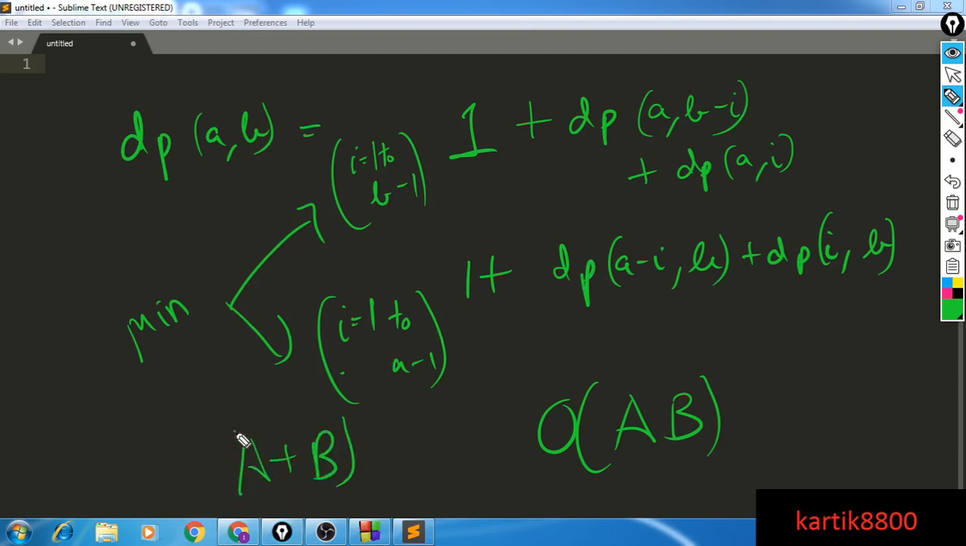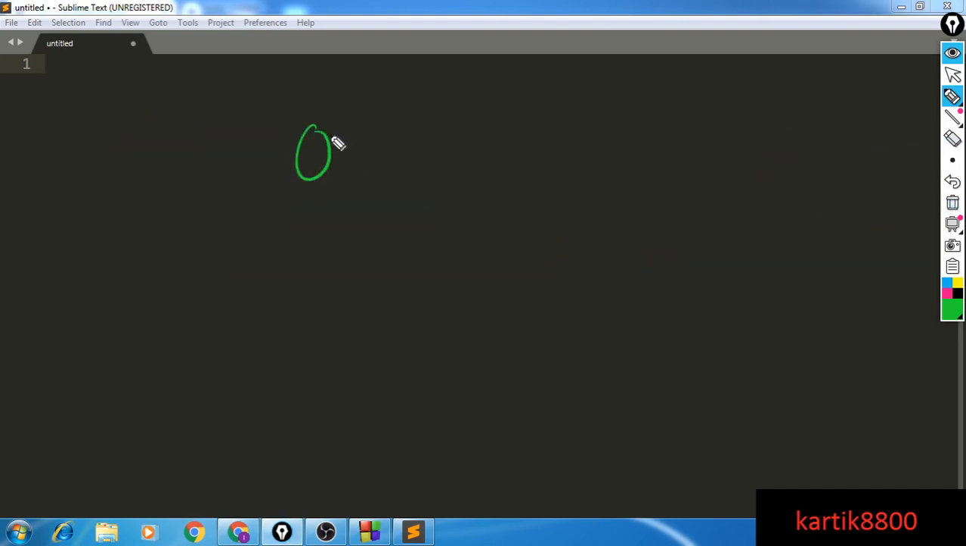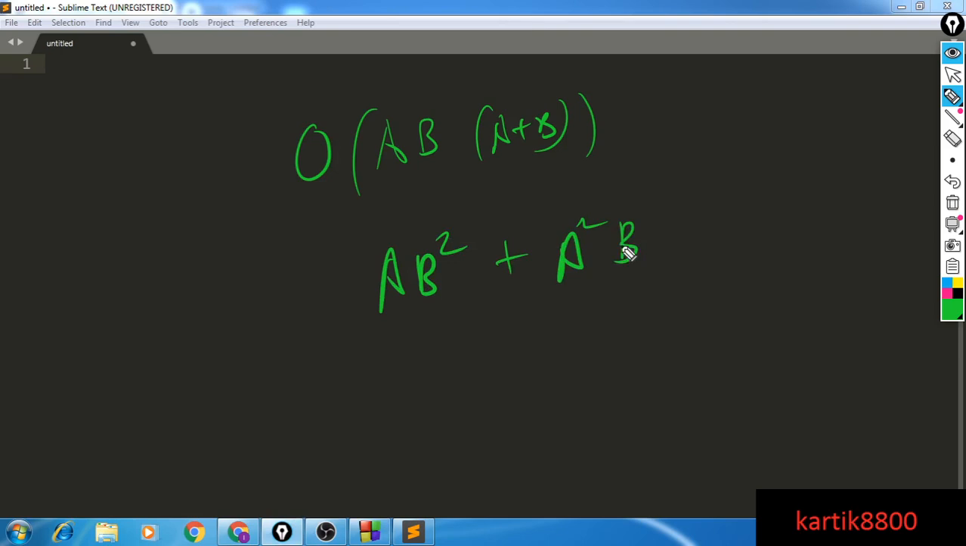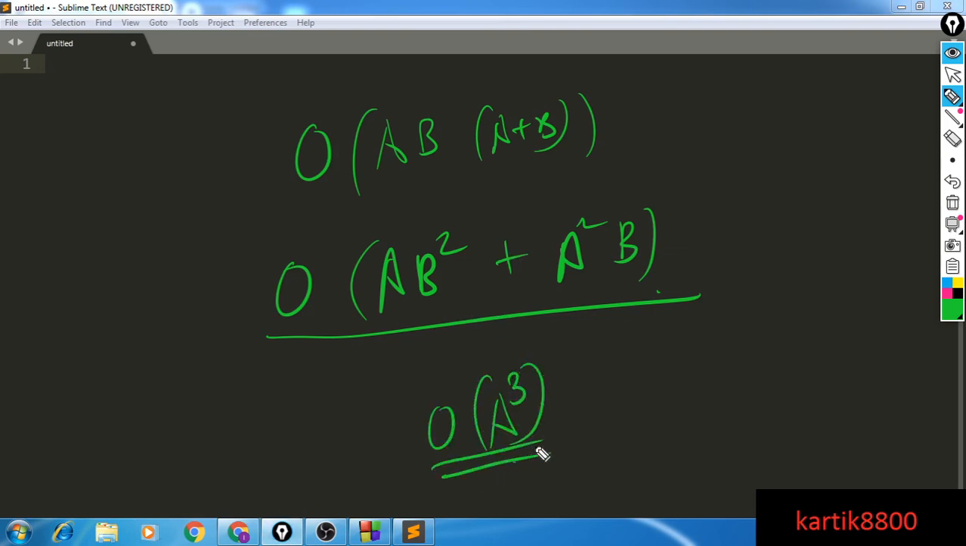So my overall time complexity becomes ab into a plus b, and that's nothing but big O of ab into a plus b. It's ab squared plus a squared b. So it's basically a cubic solution. If you assume a equal to b, the solution is big O of a cube. Okay, so let me just code this thing.